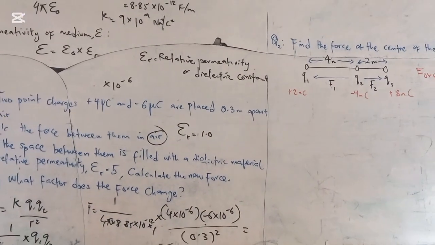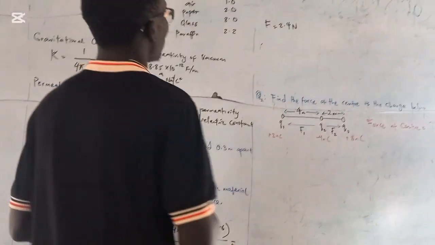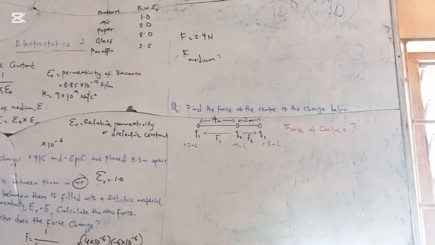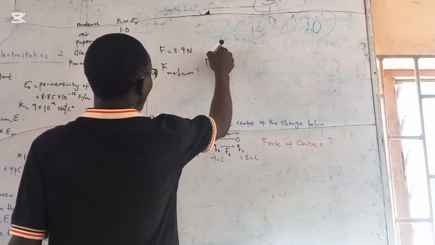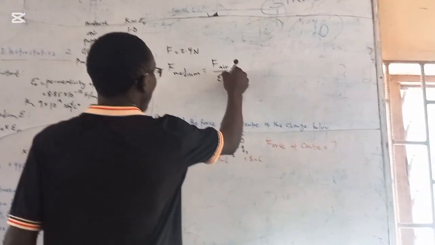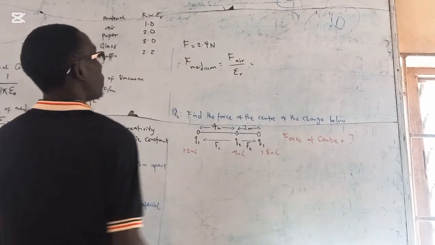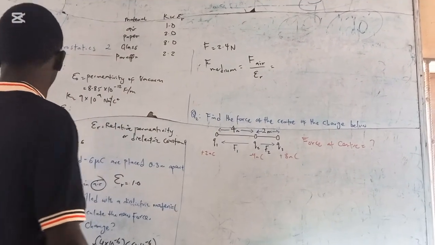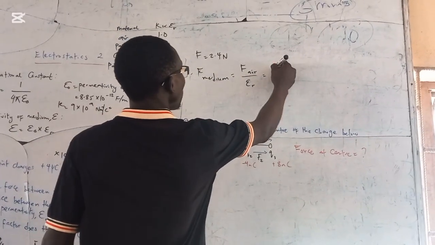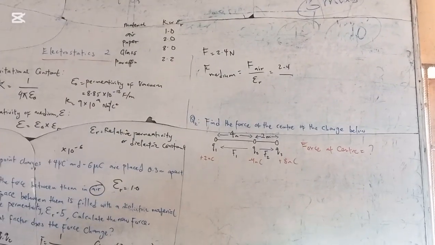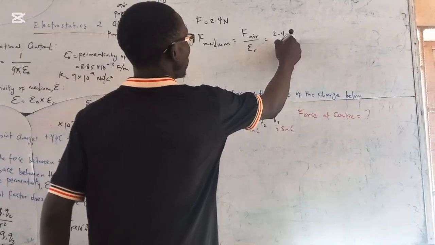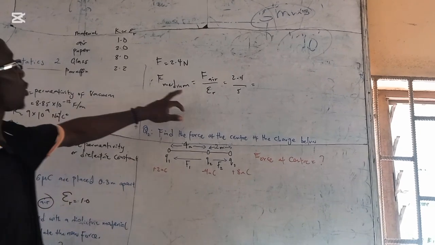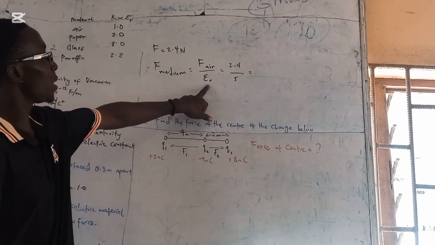Now you have to take over the formula that says that the force of the medium is going to be the force of A over the permittivity. Now, the force of medium is going to be the force of A. And what is the force of A? That is 2.4 over the permittivity, which is 5. So the force of the medium is going to be the force of A over the relative permittivity.